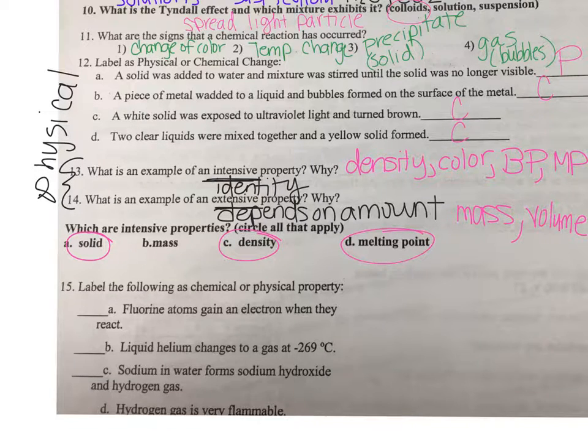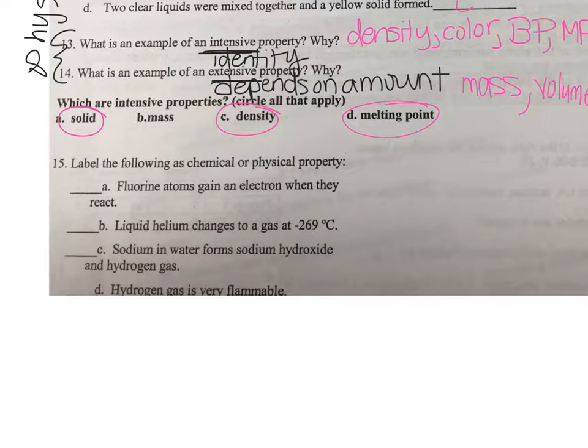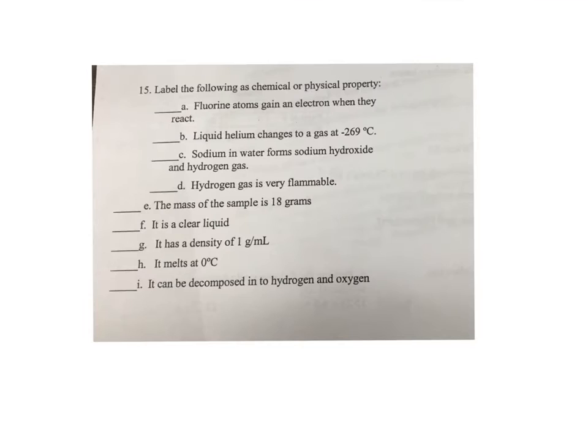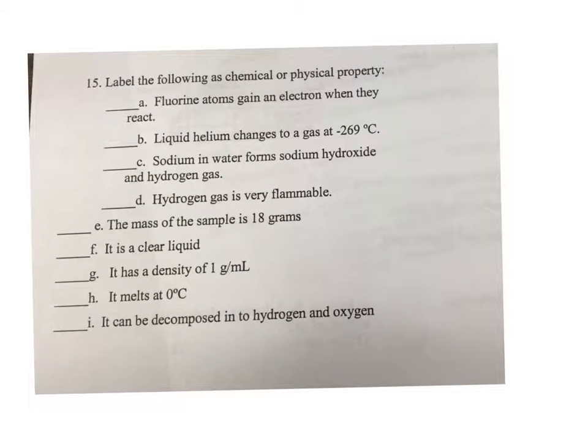Number 15. Label the following as physical or chemical properties. So remember the big question that I've asked. Actually, let me turn it. Hold on. There we go. So the big thing that I've told you to ask yourself is, is it talking about how it interacts with something? Okay. So chemical properties are how it interacts.